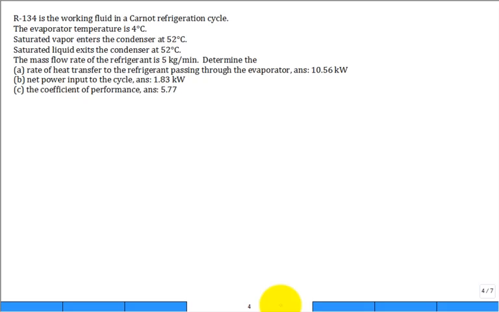So let's solve this problem and flesh it out. We have refrigerant 134A. Might as well work with the refrigerant. And it's a Carnot refrigeration cycle. The evaporator temperature is 4 degrees C. Can you tell me what the evaporator pressure is, just based on that we know that it's 4 degrees C? You go look up the P sat at 4 degrees C. And if you look it up, it looks like it's a whopping 337.3 kilopascal.